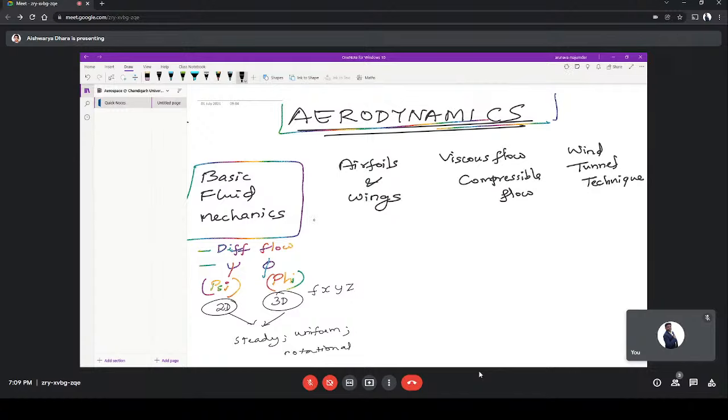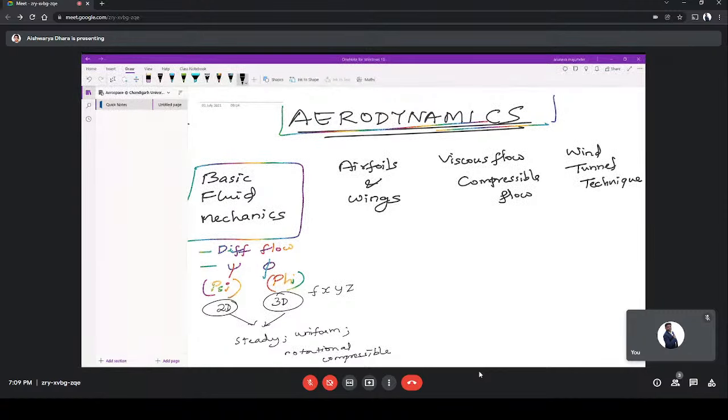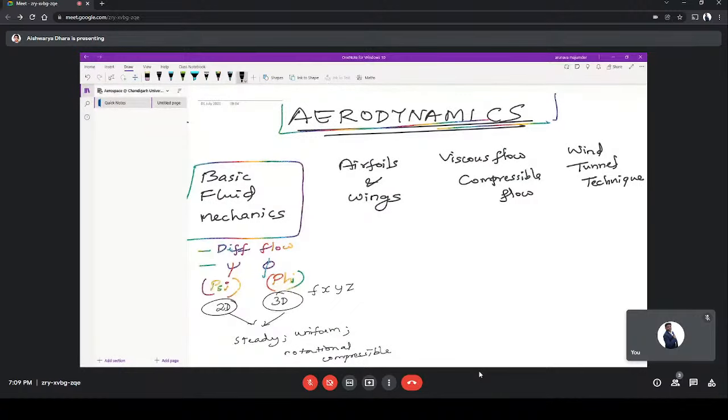Rotational or irrotational, compressible or incompressible flow: we can find out the characteristics of the flow using the psi function and the velocity potential function. This is very important when the GATE exam is concerned, so you have to remember the basic formulas. They have a simplified version of formulas.